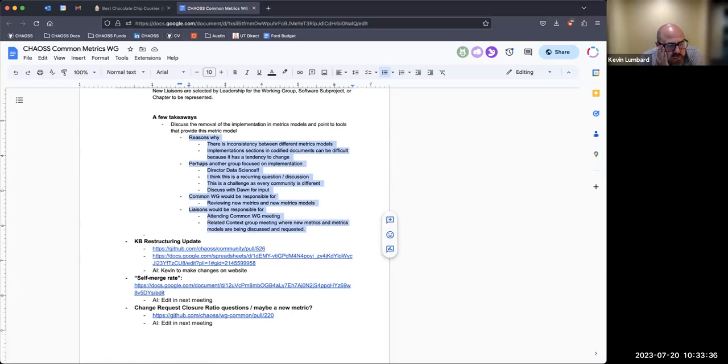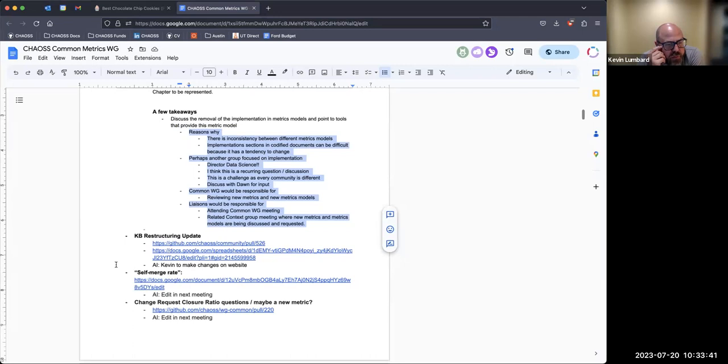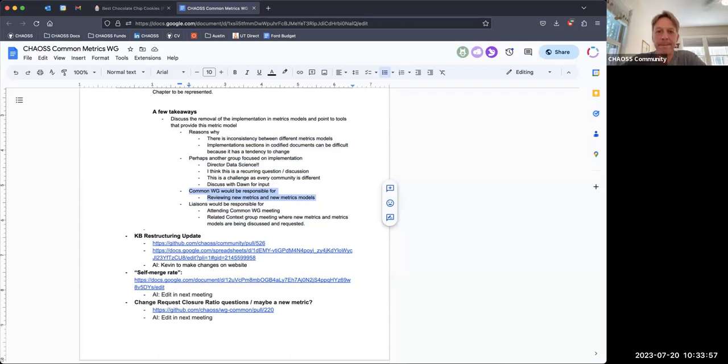Part of the item where we talk about reviewing new metrics and new metrics models, adding that task to Common. I think that would be a good task for Common, and it's directly related to the comments that Jen made about maybe consistency around the models. Yep. And even the metrics, and then taking it a step further, the rigor and validity around those as well.